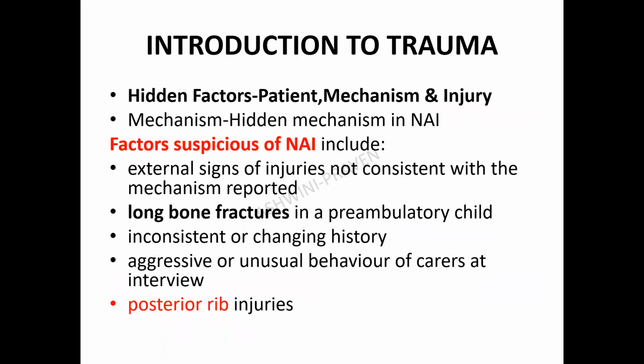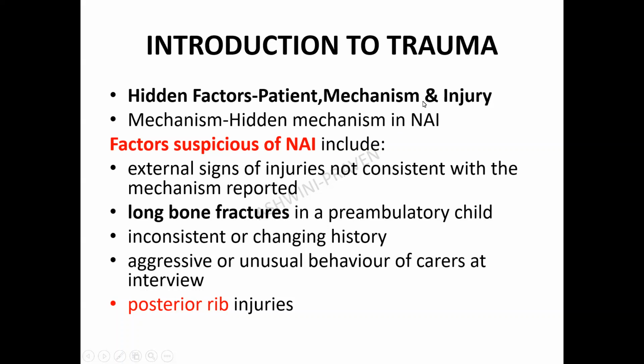And in the introduction to trauma, as I told, the hidden factors should be oriented towards the patient, the mechanism, as well as the injury. So what are the mechanisms of injury? Hidden mechanism: always look out for non-accidental injury. That is, in a child, it may be because of child abuse also. So those injuries come under non-accidental injuries.